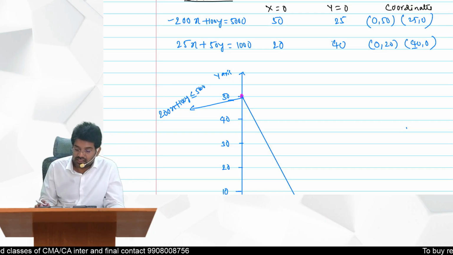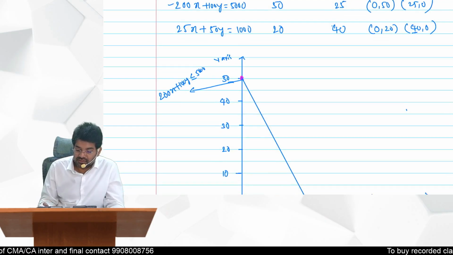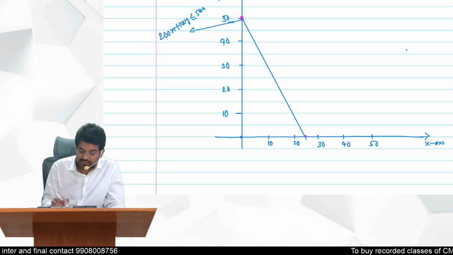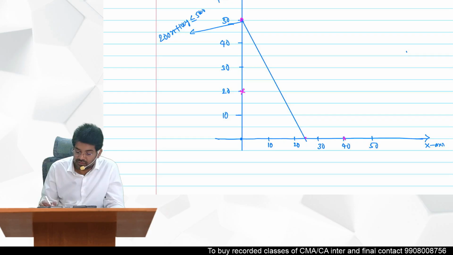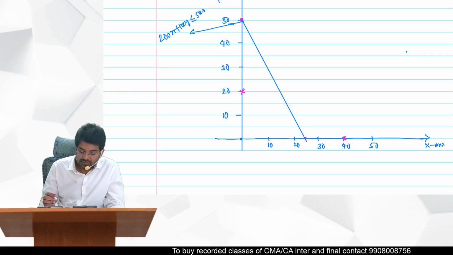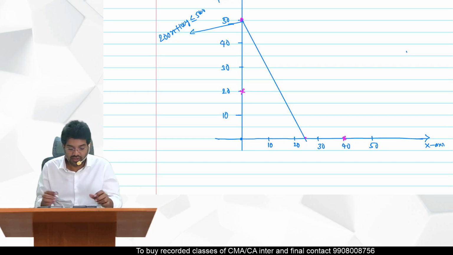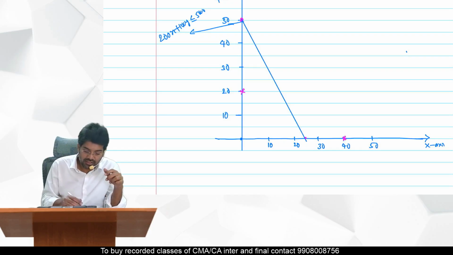Okay, next one is second equation: 0, 20, this is next one. 40, 0, this one, right? So now we have to join these two points.